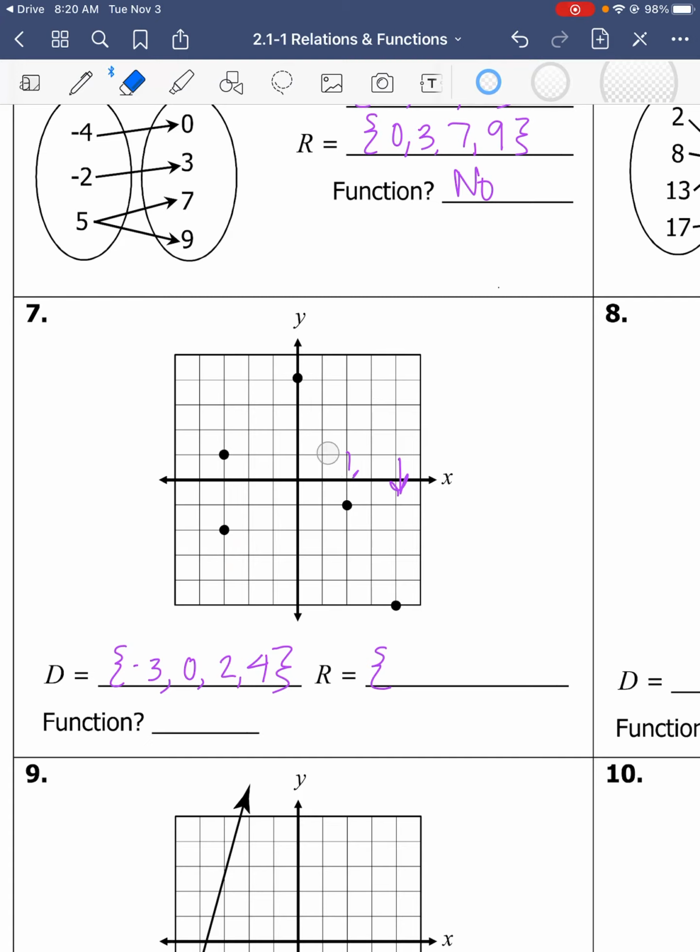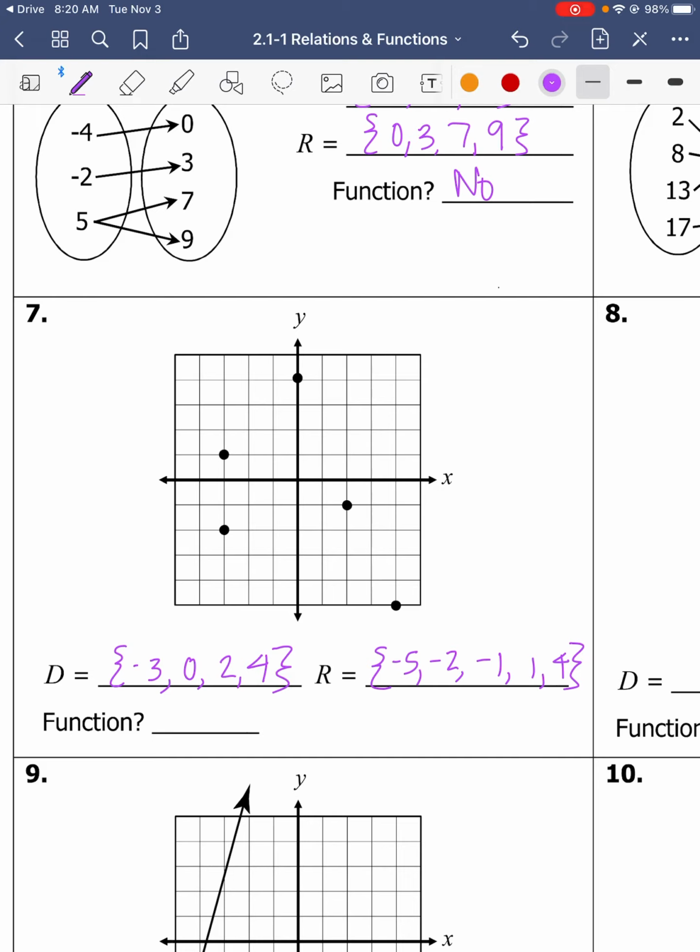Okay, and then if we look at the range, we're going to look at the y values here. So we have, from the smallest one, a -5, a -2, a -1, a +1, and a +4. So -5, -2, -1, 1, and 4. Okay, is this a function or not?